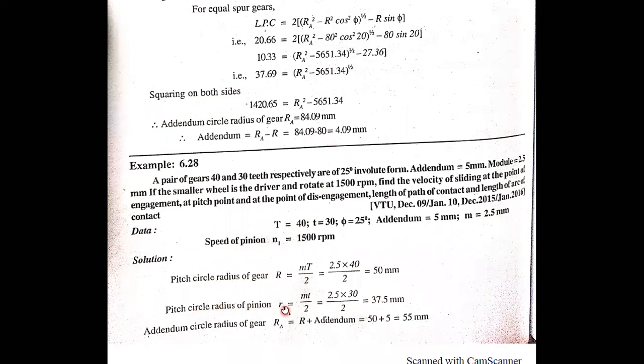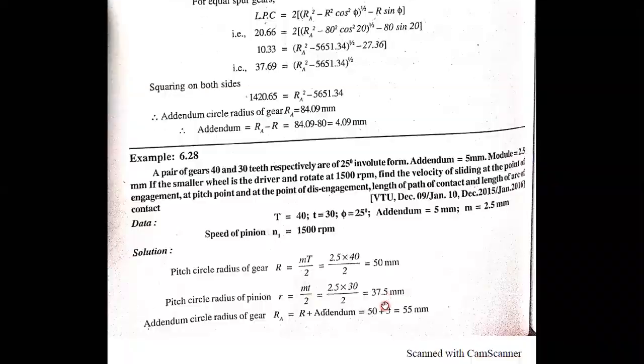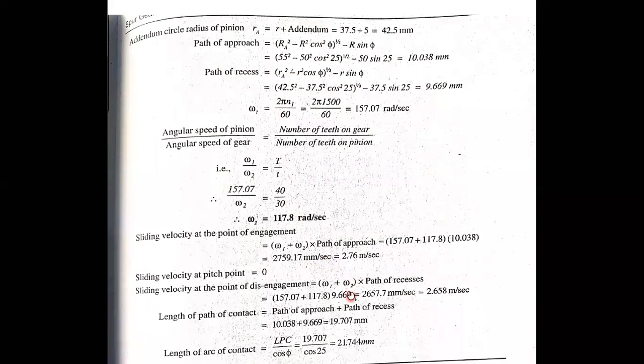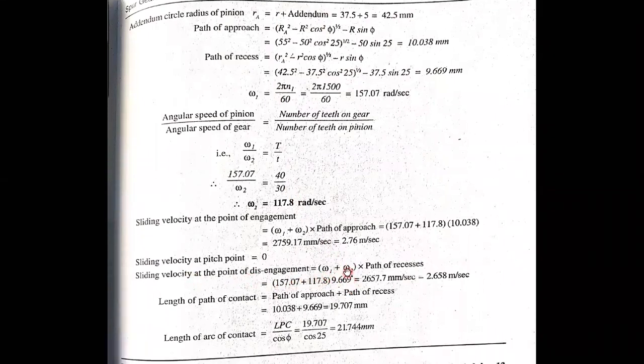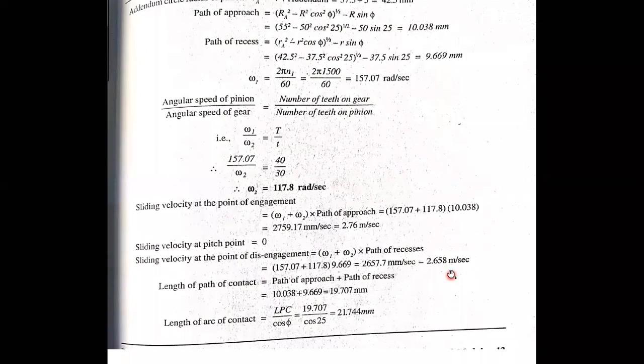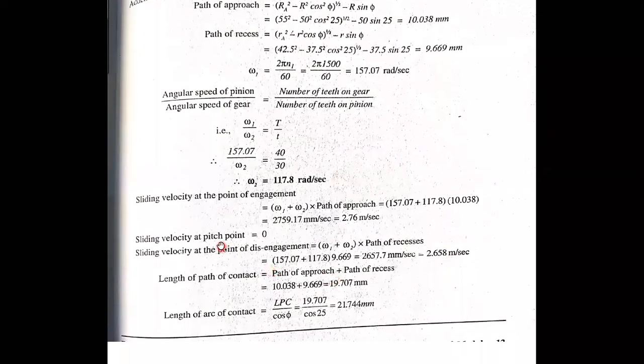that is the pitch circle radius of the pinion. We already found it as mt divided by 2, that is 37.5 mm. Then finally we can get RA as r plus addendum. Addendum is the same for both pinion and gear, so you'll get 42.5. Therefore, finally, if you substitute here, the sliding velocity at the disengagement becomes 2.658 meter per second. So that is the first question.